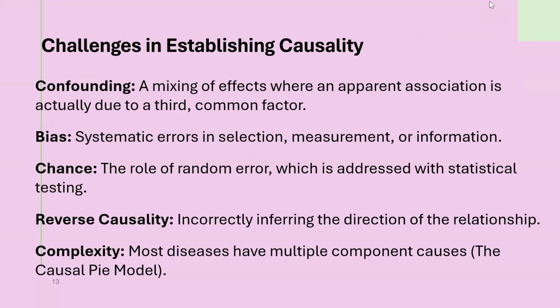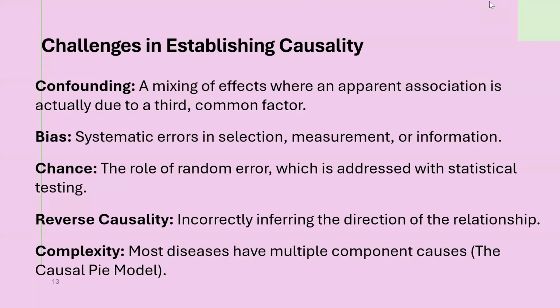Okay, so there are challenges in establishing causality. And one of the chief ones is confounding. Remember when we looked at sufficient cause and component cause at the beginning, we saw that for you to say something is a sufficient cause, it's a combination of component causes whose presence makes it inevitable for one to develop a disease. So there are times when there could be confounding, a mixing of effects where an apparent association is actually due to a third common factor.